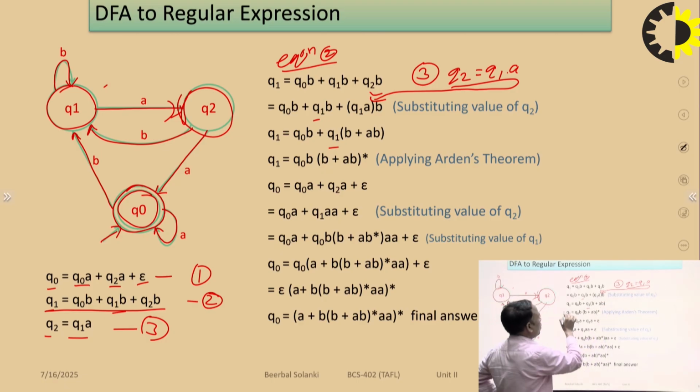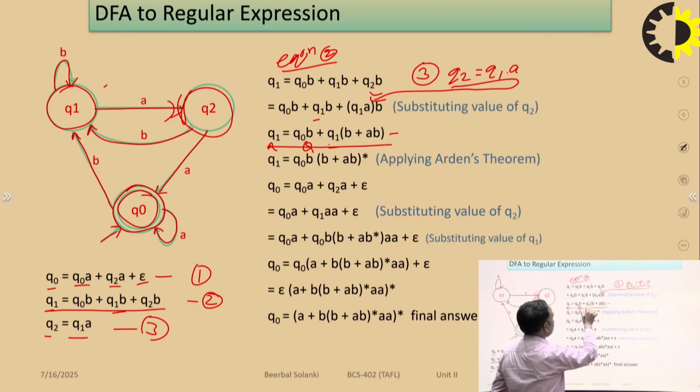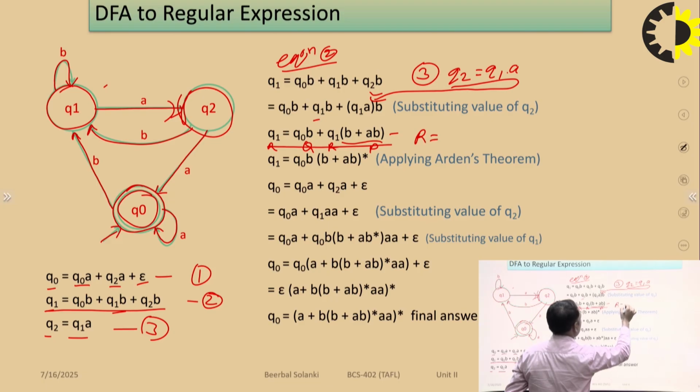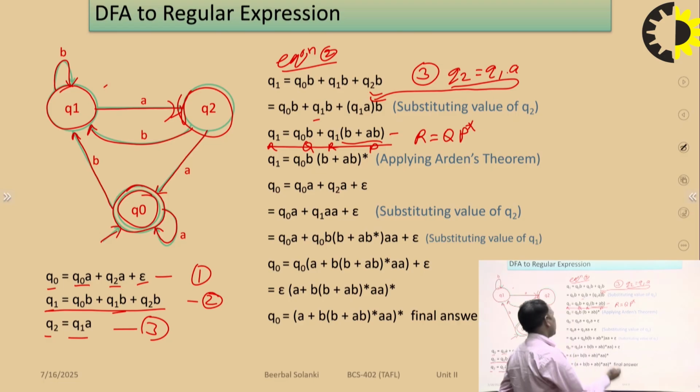Now we apply Arden's theorem in this equation. Suppose this is R, this is Q, this is R, and this is P. Now the solution of that is R equal to Q P star. This is the solution of that.